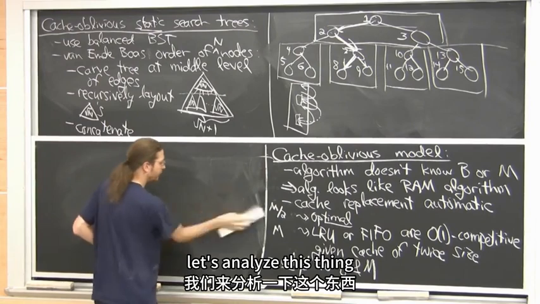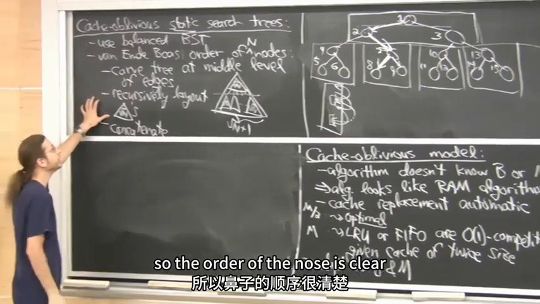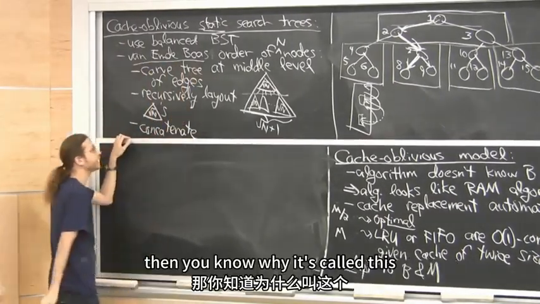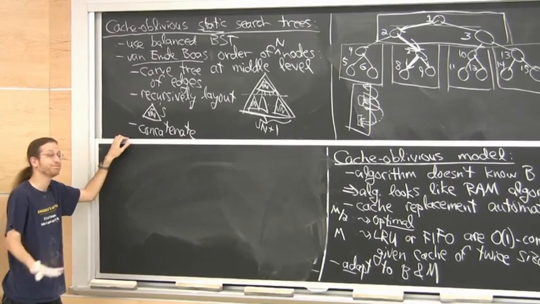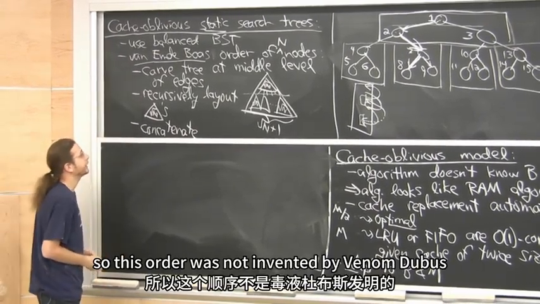Let's analyze this thing. So the order of the nodes is clear. If you know what the Van Emde Boas data structure is, then you know why it's called this. Otherwise, see lecture 10 or so in the future. Forget exactly when we're covering it.